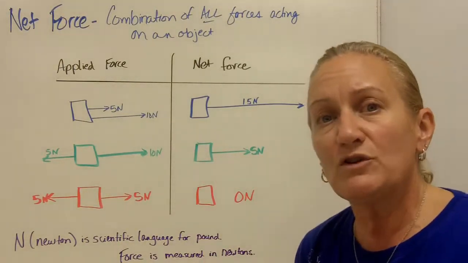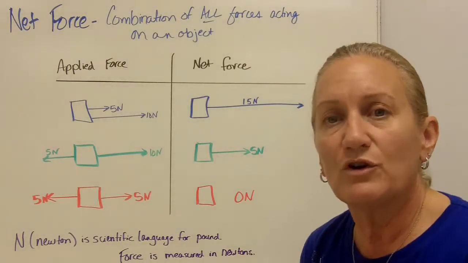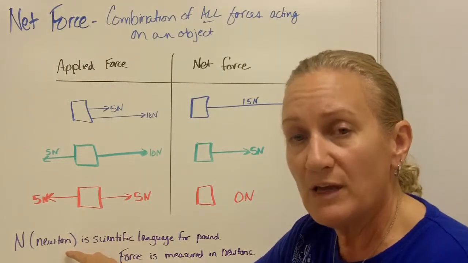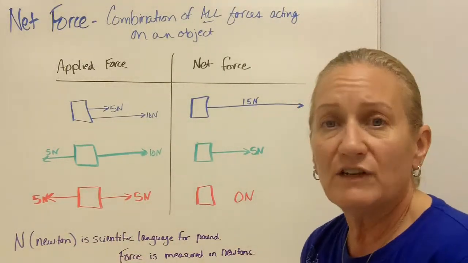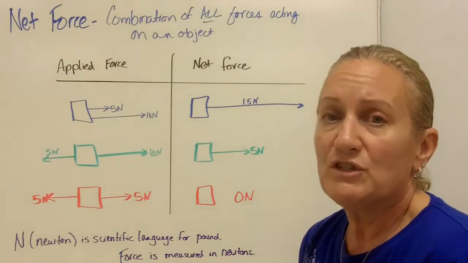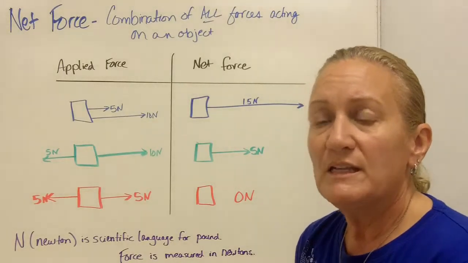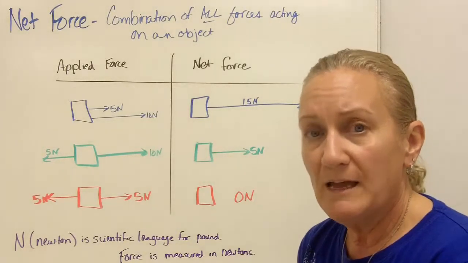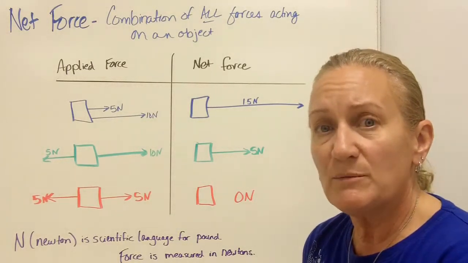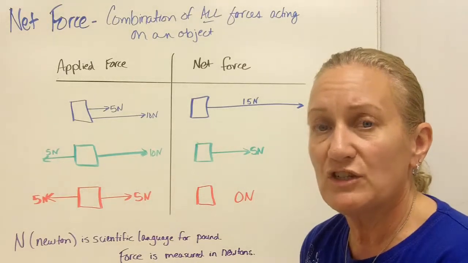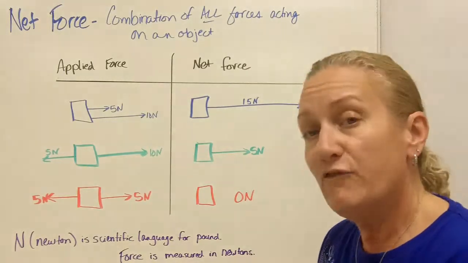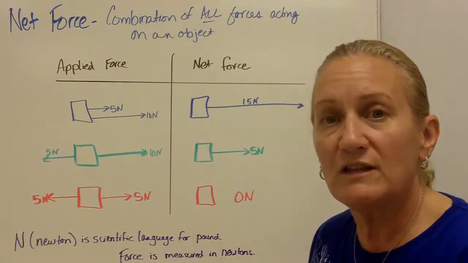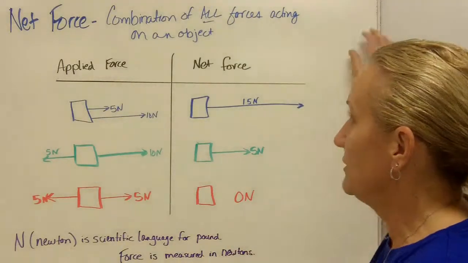So I've been throwing around this word newtons. I'd like to talk to you about what the word newtons is. Newton, spelled N-E-W-T-O-N, but abbreviated uppercase N, is just the scientific language for a pound. So if I said, how much do you weigh, you would tell me how many pounds. But in science, we talk about a newton instead of a pound, okay? And there's a relationship between the two. It's not a one-to-one relationship, but we're not worried about that right now. Force, the push or pull on an object, is measured in newtons.